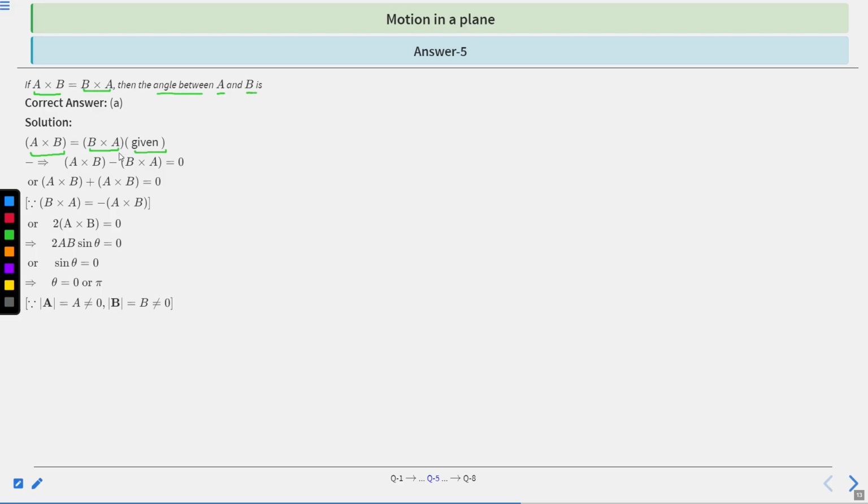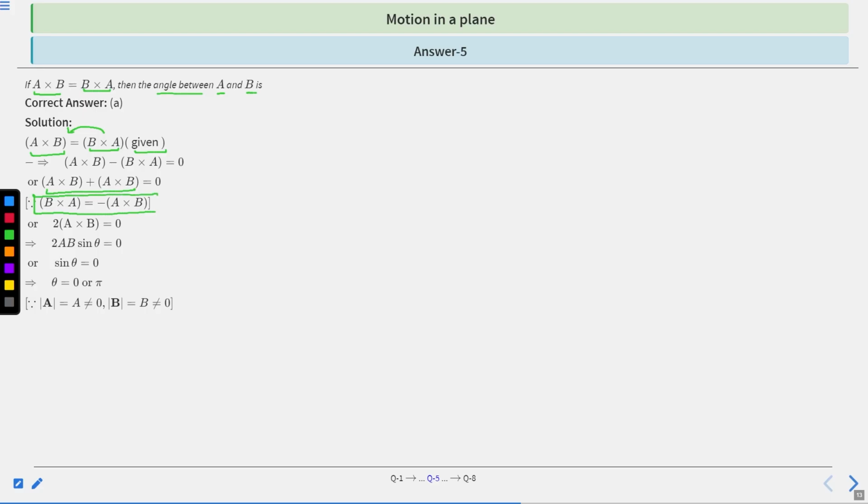So after equating these terms, A cross B minus B cross A equals 0. This term comes here, and then minus B cross A equals 0. Clear? And we have one property: B cross A equals minus A cross B. So minus minus cancel out and this comes here. This is the property. Clear? B cross A equals minus A cross B.